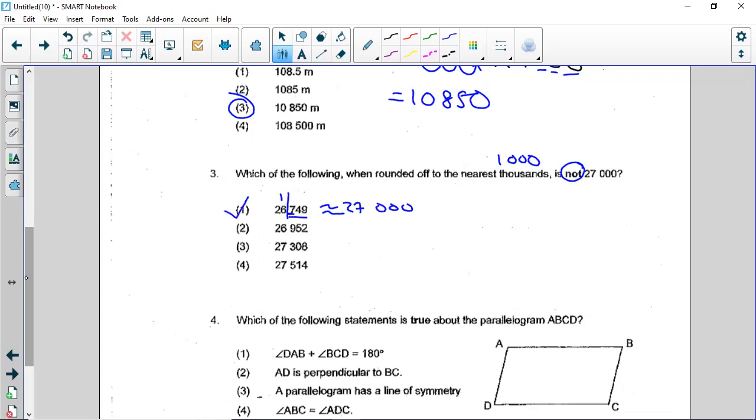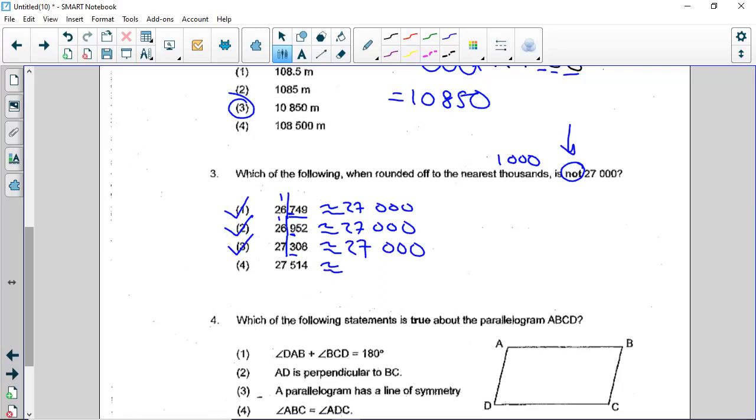Go to the next one. Draw a line to show the last 3 digits and look at the digit nearest the line. Is it 5 or bigger? Yes, add 1 on the next digit. That is also 27,000, which is what we don't want. How about the next one? Draw a line and look at the digit 3. Is it 5 or bigger? No, it's not, so you don't add 1 on the next digit. It will still be 27,000, which is what we don't want. So you have to be careful and look at the question carefully, otherwise you may choose the wrong answer.